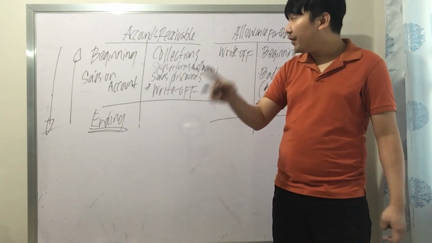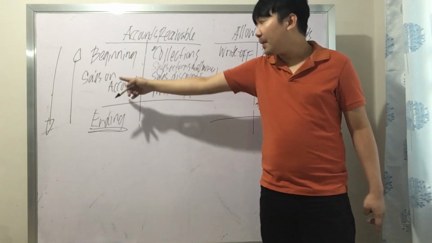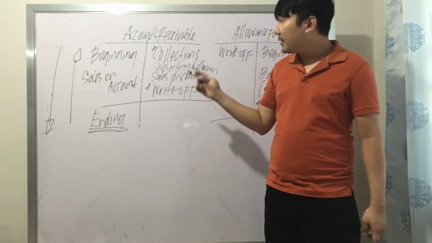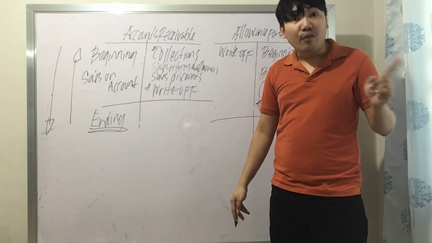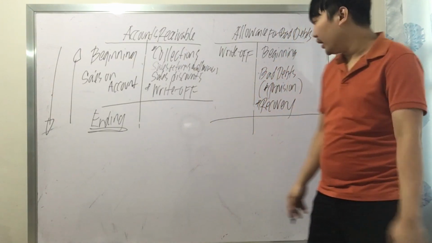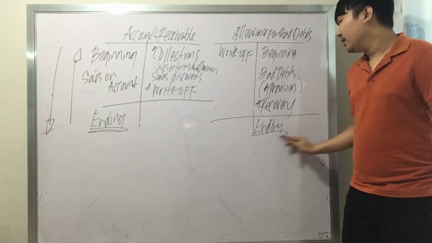Kapag yung recovery nasa collections class, maglagay ka ng recovery sa kaliwa. Tandaan nyo, dapat no effect yan. So, dapat tandaan nyo, class, collections here pertains to net of recovery. Okay, excluding recovery. Okay, class? So, this is your ending balance. Okay, class? This is your ending balance.